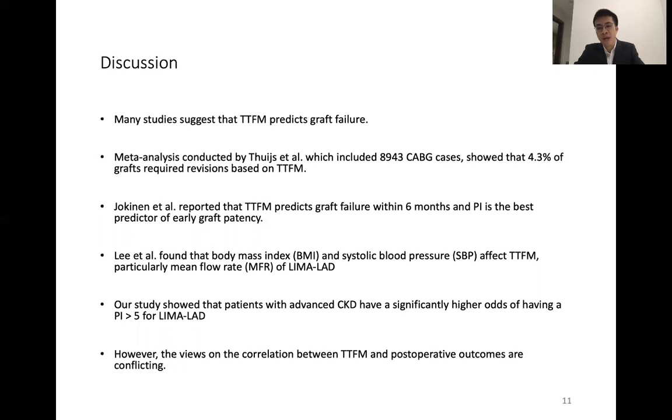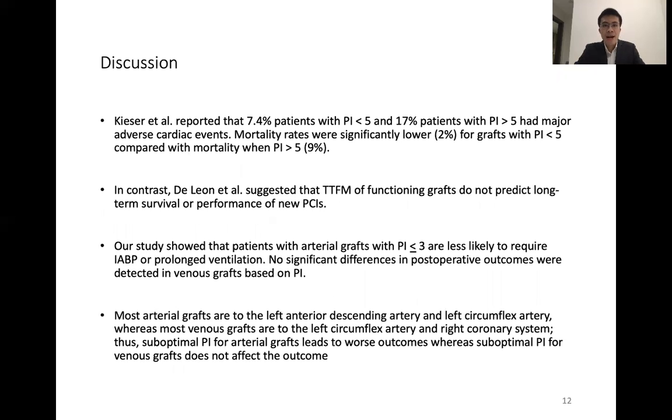Our study showed that patients with advanced CKD have a significantly higher odds of having a PI of more than 5 for LIMA LAD. However, the views on the correlation between TTFM and postoperative outcomes are conflicting. Kaiser et al. reported that 7% with PI less than 5 and 17% with PI more than 5 had major adverse cardiac events. Mortality rates were significantly lower for grafts with PI less than 5 compared with those with PI more than 5. In contrast, De Leon et al. suggested that TTFM of functioning grafts do not predict long-term survival or performance of new PCIs.